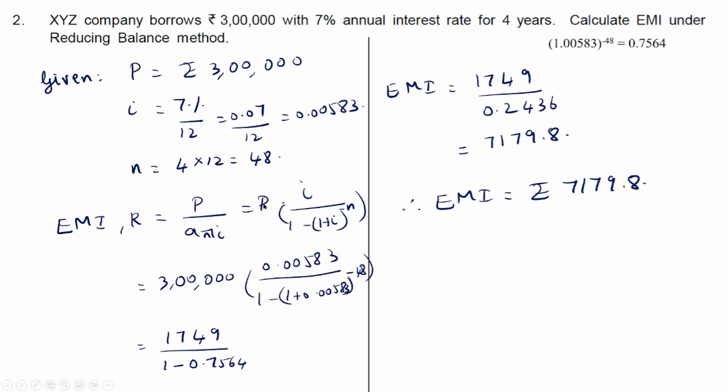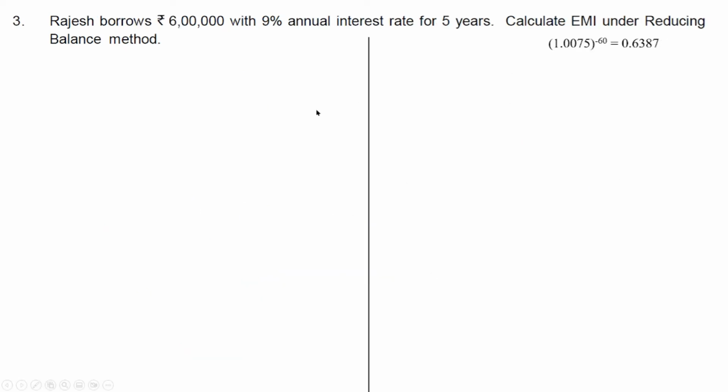A similar question can be expected for 3 marks. Writing what is given carries 1 mark. Then writing the formula for EMI, substituting the values and getting the final answer according to what is asked in the question will carry 2 marks. So a total of 3 marks for such questions. Moving on to the next question.